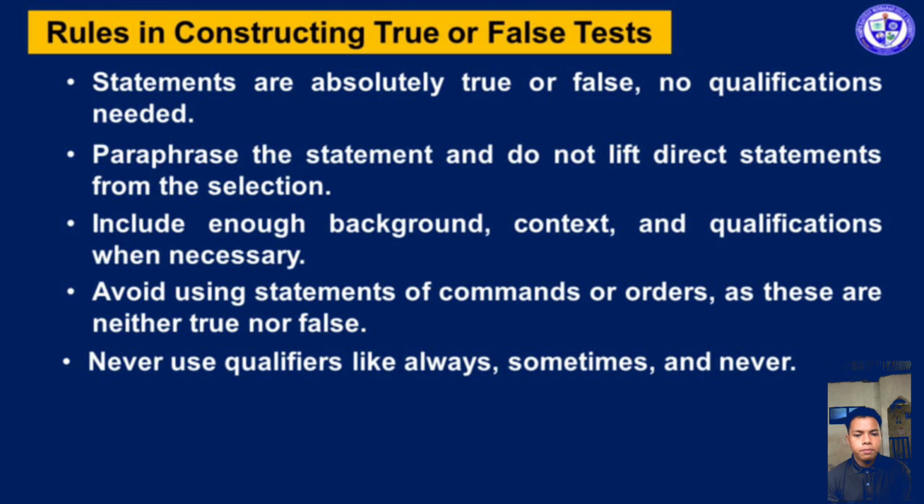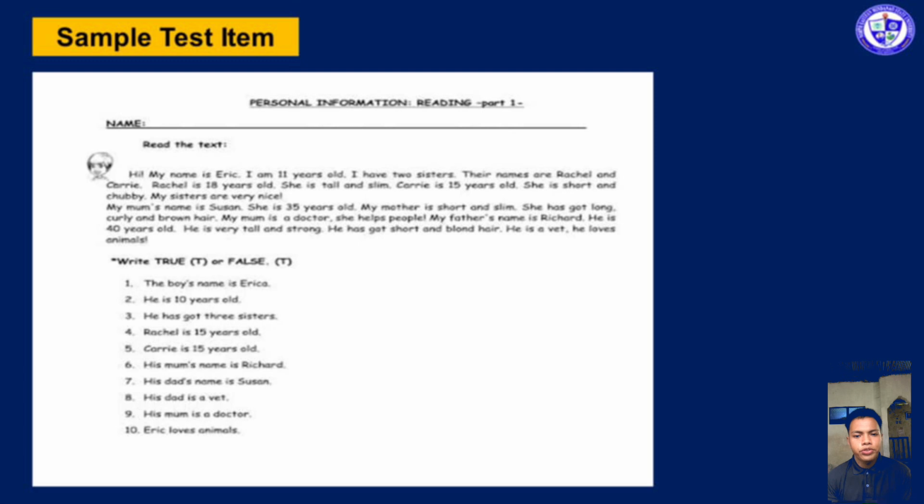Third, paraphrase the statement and do not lift direct statements from the selection. Fourth, include enough background context and qualifications when necessary. Fifth, avoid using statements of commands or orders as these are neither true nor false. And lastly, never use qualifiers like always, sometimes, and never. So you can take a look at this example.